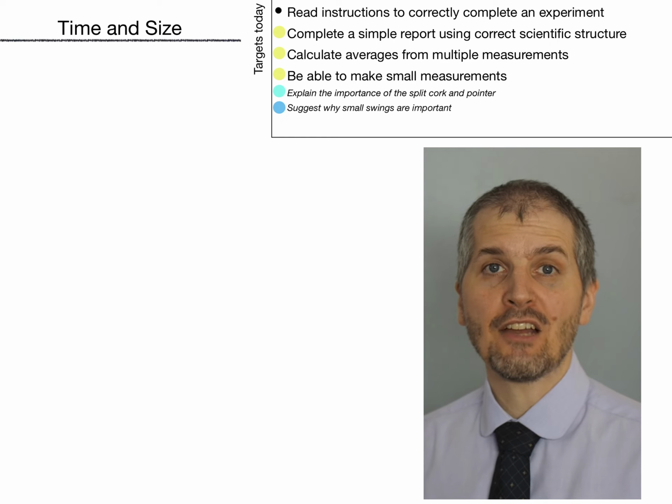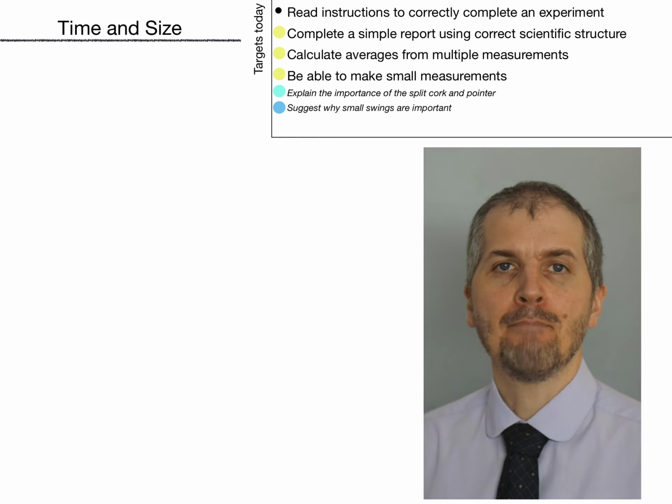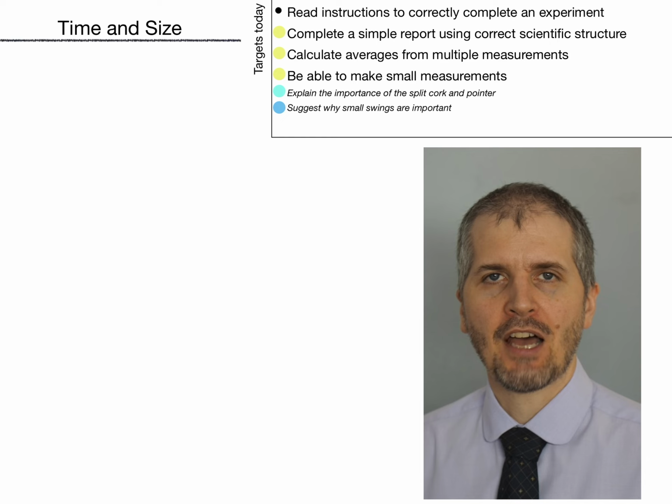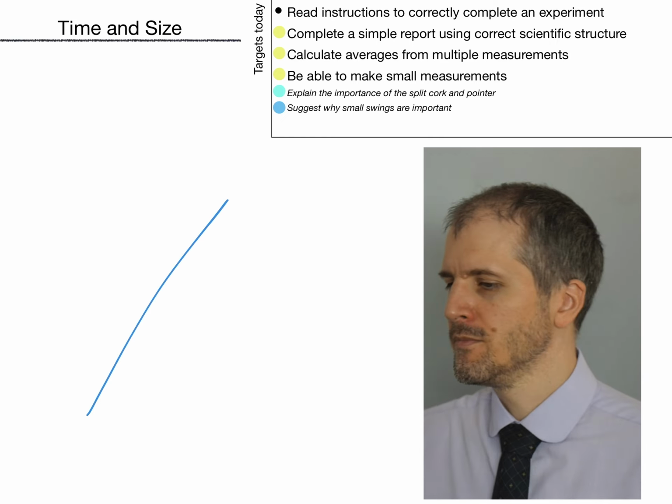Measuring distance is probably going to be the most common measurement you have to make, so let's make sure we get it right. Now usually it's going to be with a meter rule, but sometimes it's going to be a much smaller measurement, so we're going to need to use other equipment. But let's start with the meter rule.